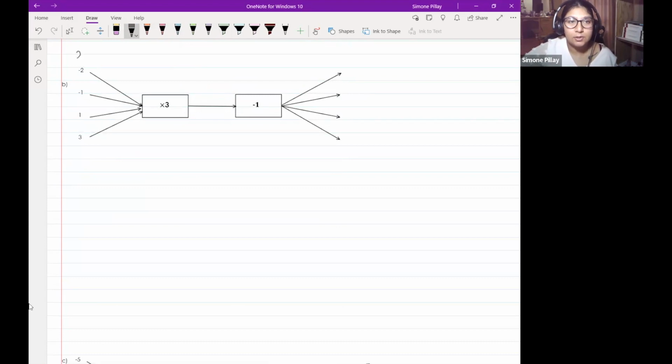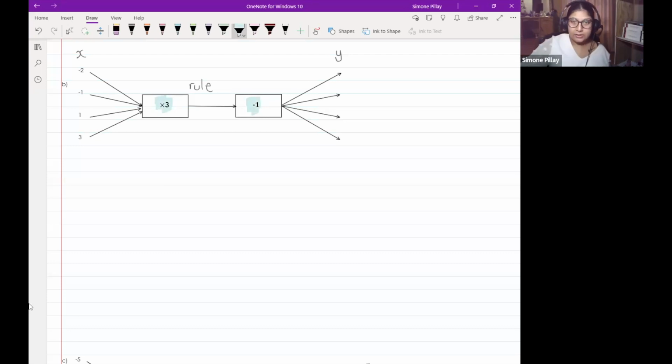So I just want to mark, these are my X values. I'm going to look for my Y value. And this is my rule. Let's understand what is my rule. I need to multiply by 3 first and then -1.